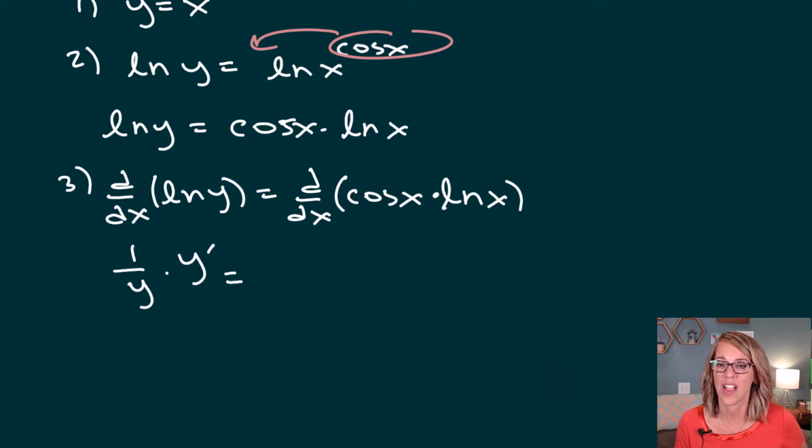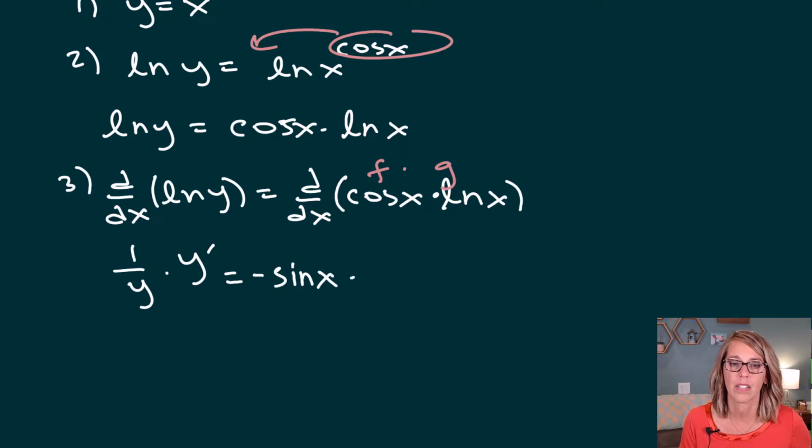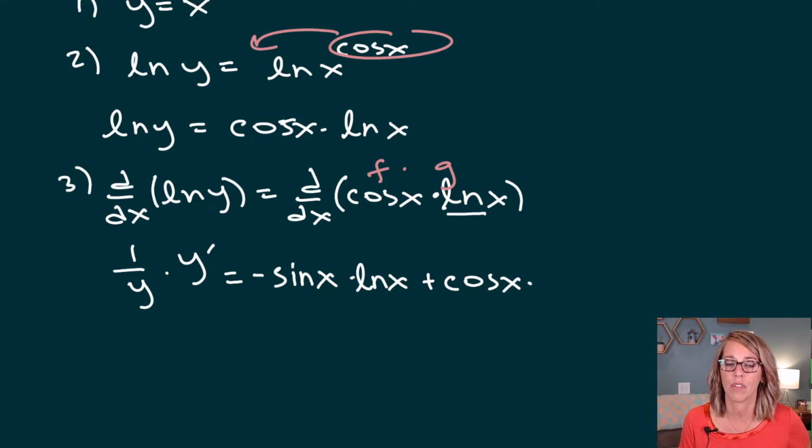On the other side, though, I do have a product rule. So I've got f times g. So let's work through that product rule. The derivative of cosine is negative sine. So I get negative sine x times g, natural log x, plus, I'm going to leave f alone, so that's going to be cosine x, times the derivative of g, the derivative of natural log is 1 over x.